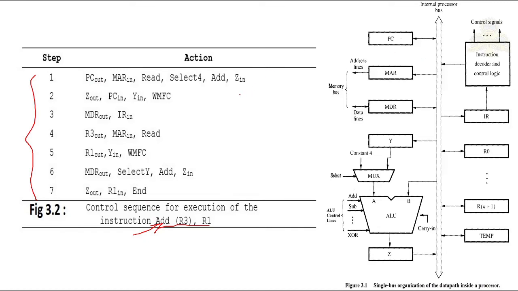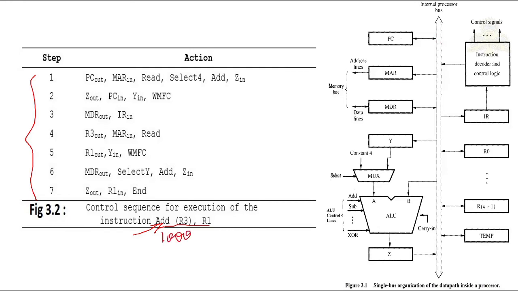I'll explain this control sequence along with this diagram here so that it is easier to understand. Okay. So the first thing that will happen is PC out. So the content of the PC is moved out onto this internal processor bus. Okay. You got the content of PC. Say suppose memory location 1000. Okay.